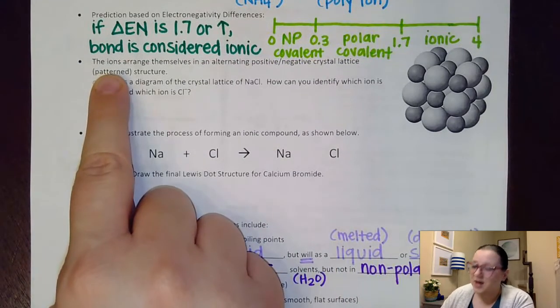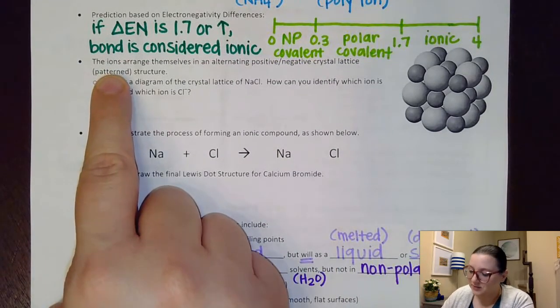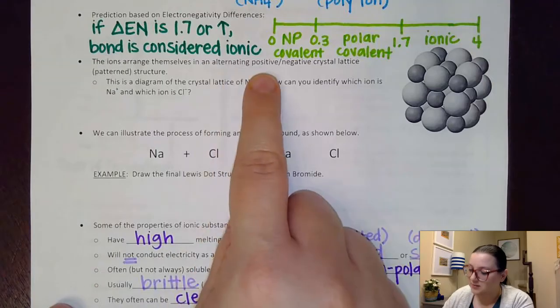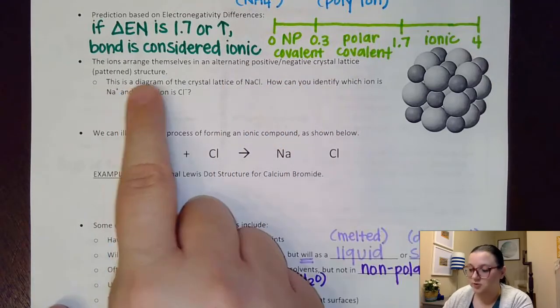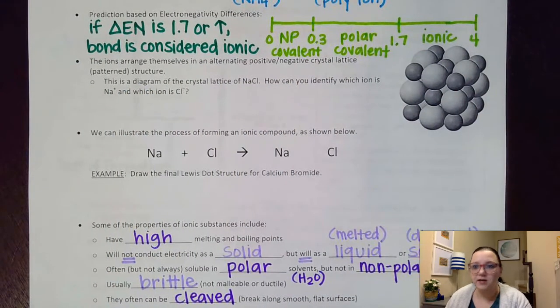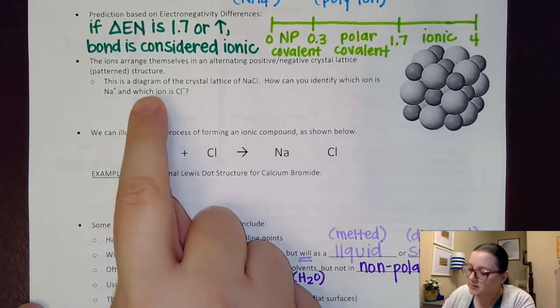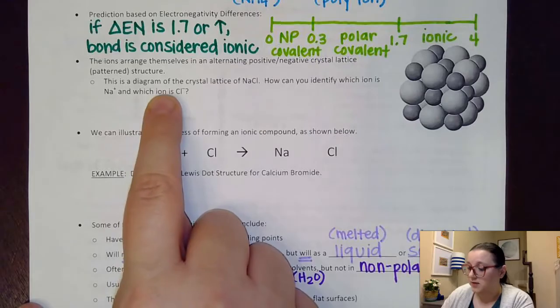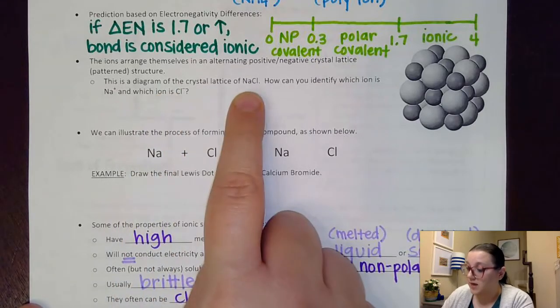So now, when we have an ionic compound, the ions arrange themselves in an alternating positive and negative crystal lattice pattern structure. You can kind of see an example of that here. We see a regular repeating pattern, and that's what we mean by lattice. Lattice is a regular repeating structure. This particular example is a diagram of the crystal lattice of NaCl.